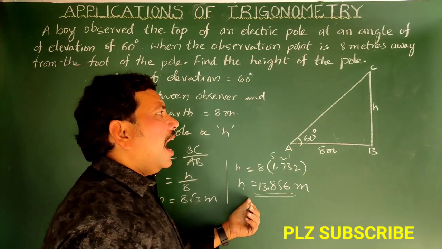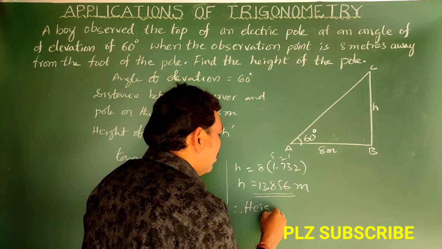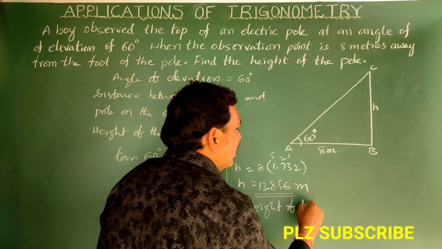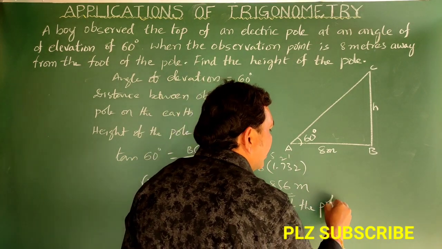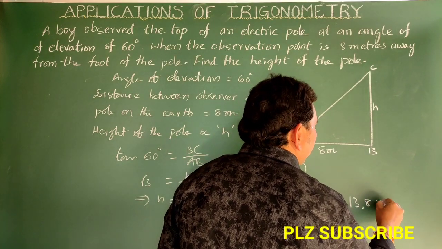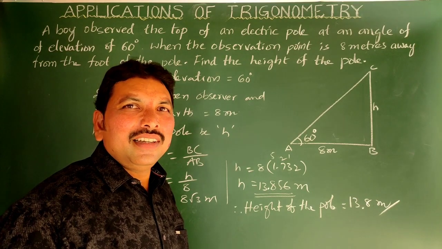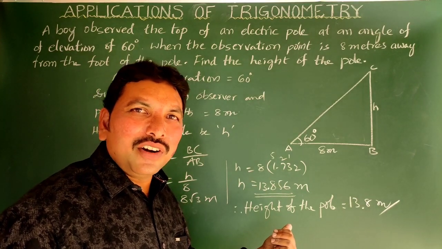So the height of the tower, the height of the electric pole, is equal to 13.8 meters approximately. Is it clear? Understood clearly or not?